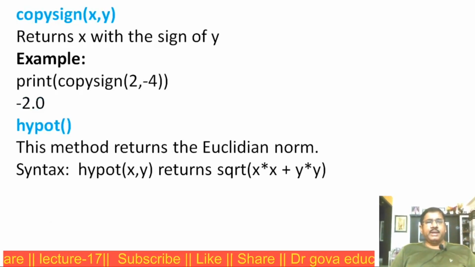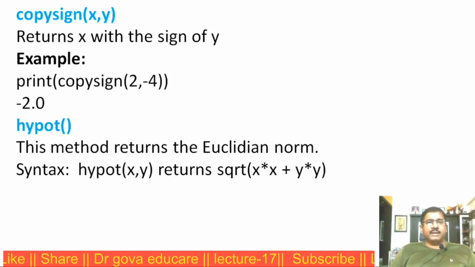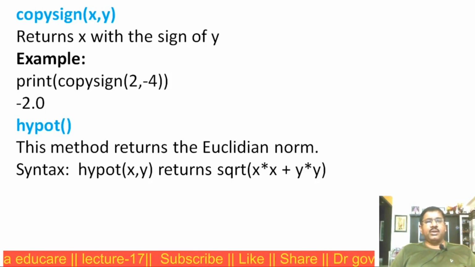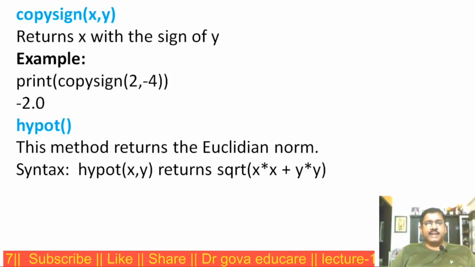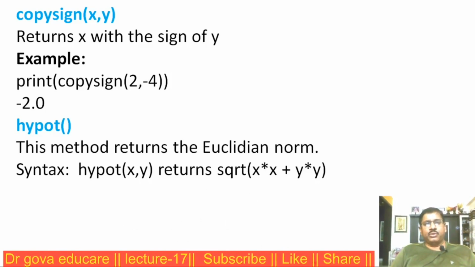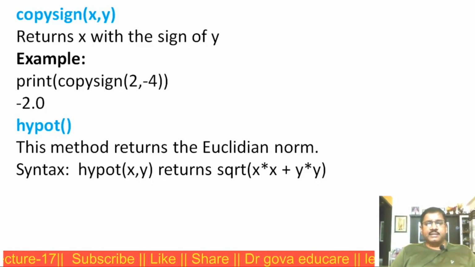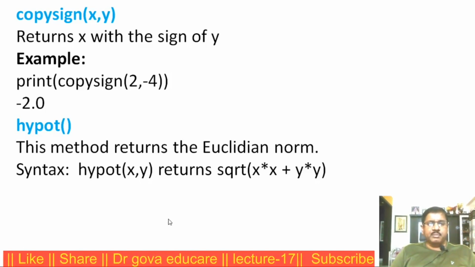Next, the copysign function. This is the syntax, copysign of x comma y. This function returns x with the sign of y. That means the sign will be interchanged. Now this is the example, copysign of 2 comma minus 4 returns the value of x with the sign of y.